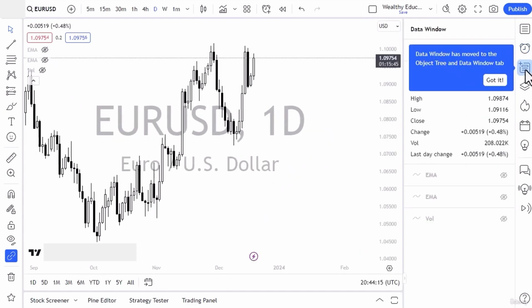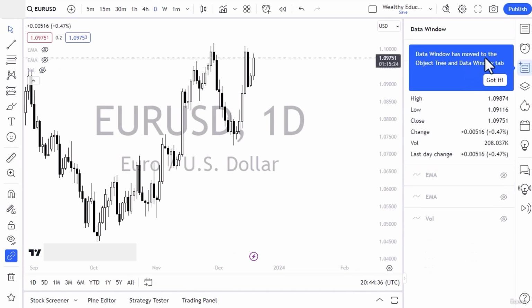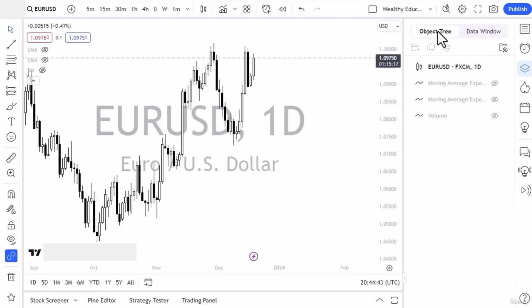This would be your data window. So, for example, every time you go on top of a candlestick, it'll tell you how much it changed. Doesn't matter if it's day or if it's night. You can see where the EMA is, for example. You can also see what the volume is. So the data window does give you quite a bit of information. Object tree and data window. So the object tree just shows the order of all of the objects.